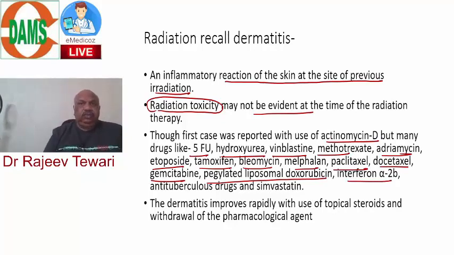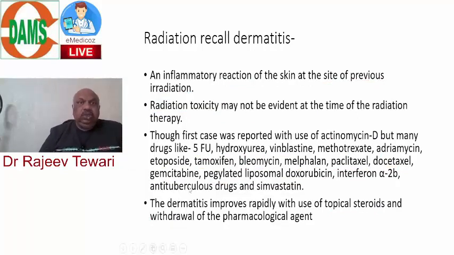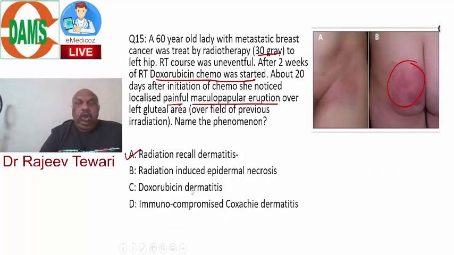Use of topical steroid and just withdraw the agent. This is the treatment for this condition. So this is radiation recall dermatitis, where at the site of radiation, when subsequent chemotherapy is given, the patient develops these kinds of rashes.